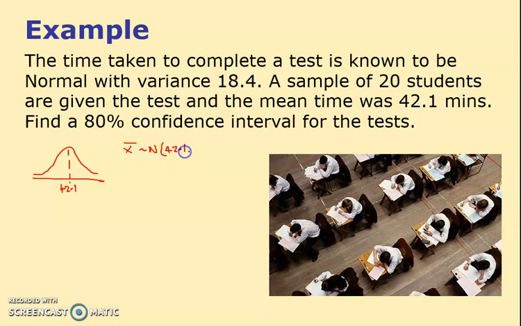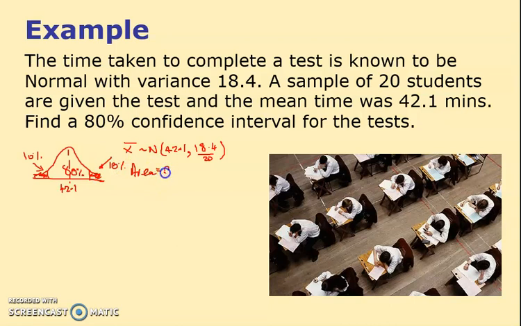42.1 was the mean, and it's 18.4 divided by 20. And of course, I've got to square root that to get my sigma. Now, it wants an 80% confidence interval. So you can imagine that's 20% left over, 10% each end. This is 10%. And this is 10%. So we just got to get good at knowing what areas to type into our calculator.